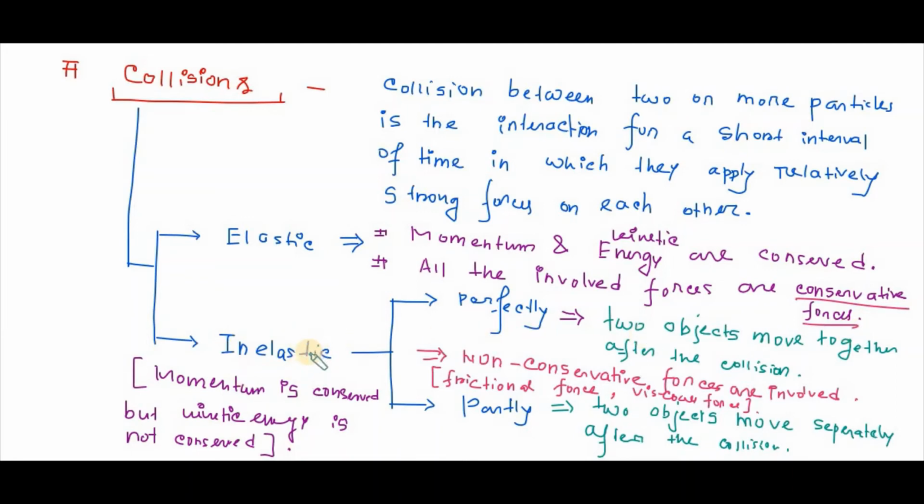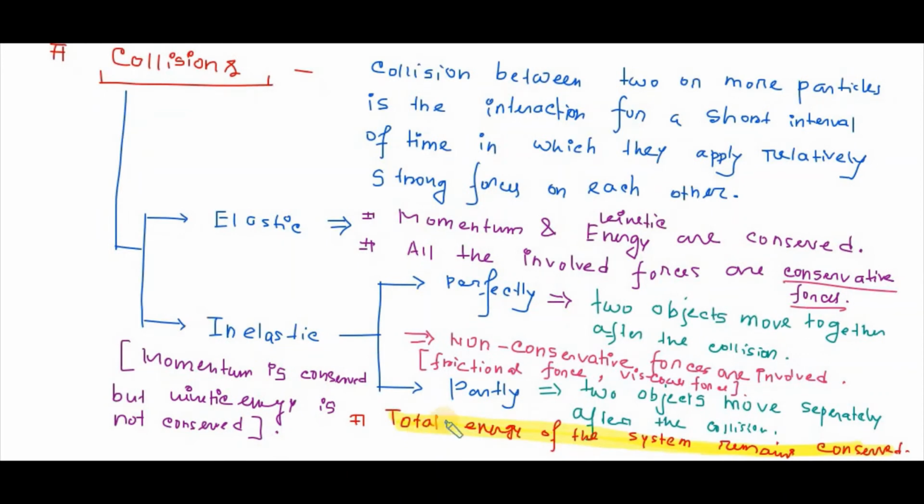But in inelastic collisions, we are saying that kinetic energy is not conserved, but the total energy of the system remains the same. That means the total energy is always conserved in all the cases. This is an important point to understand: kinetic energy is not conserved in inelastic collisions, but the total energy of the system remains the same.